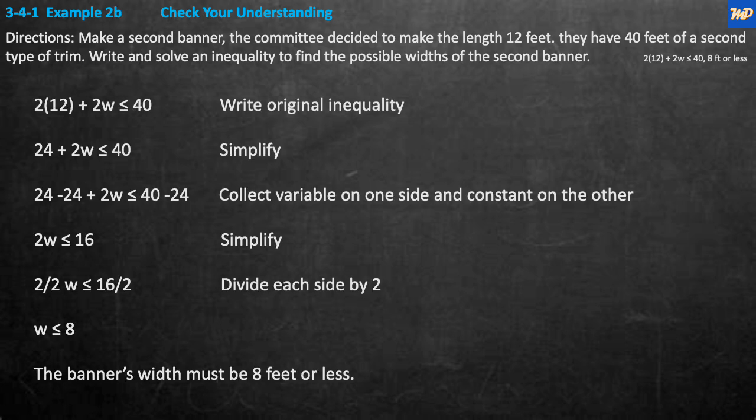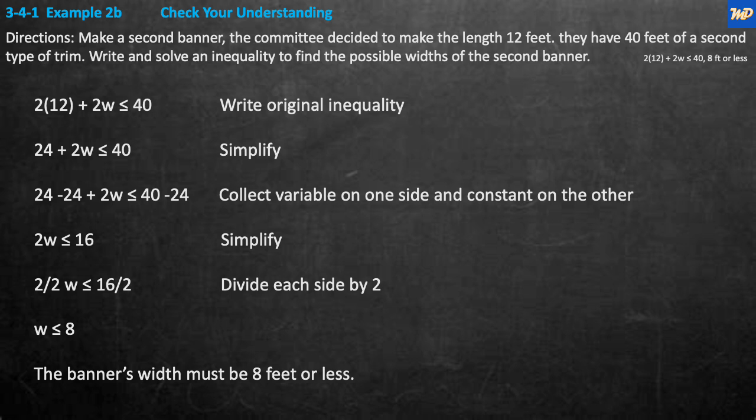Okay, I'm assuming you've completed that task and we're ready to move on. So make a second banner. The committee decides to make the length 12 feet. They have 40 feet of a second type of trim. Write and solve the inequality to find the possible widths of the second banner.